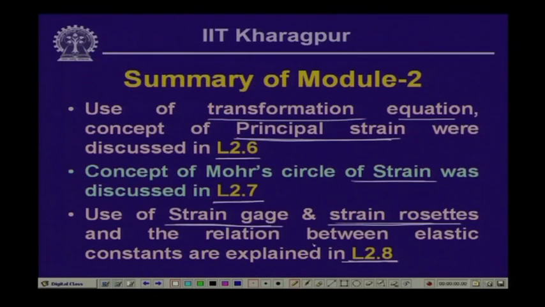From the measured data of strain rosettes, we can compute the strains epsilon x, epsilon y and gamma x y, and using these strain components we can compute the principal strains and thereby the principal stresses. This is what was discussed in lesson 8 of module 2. Also we had looked into the relationship between the elastic constants, which were E, G and mu.